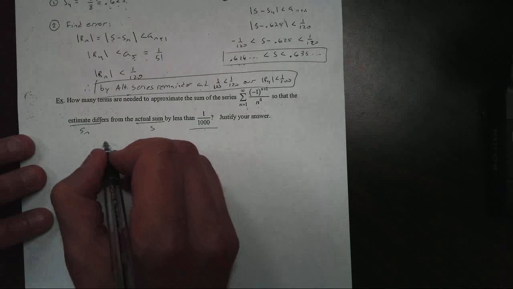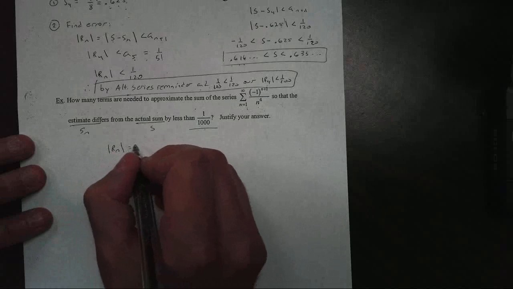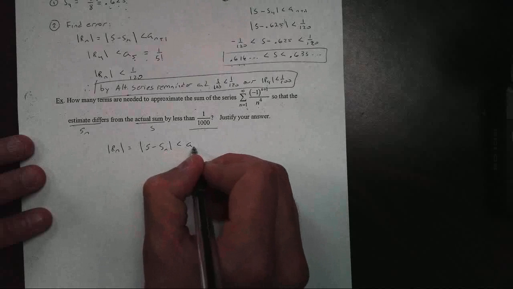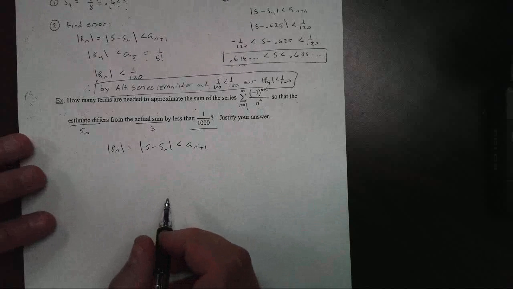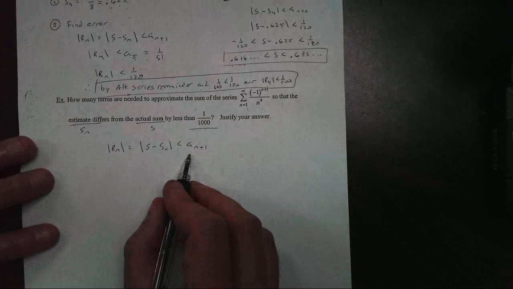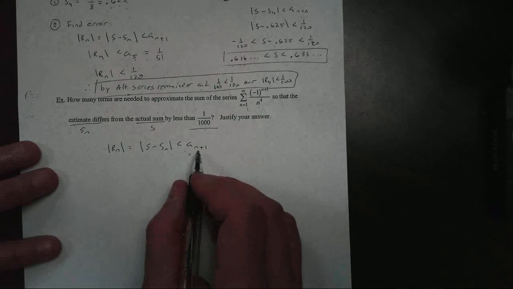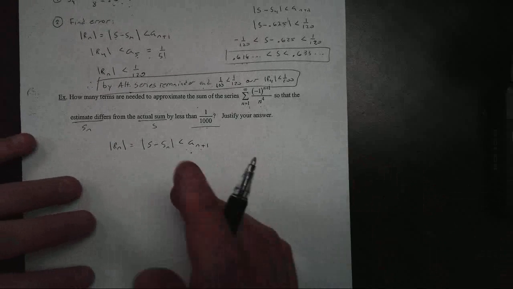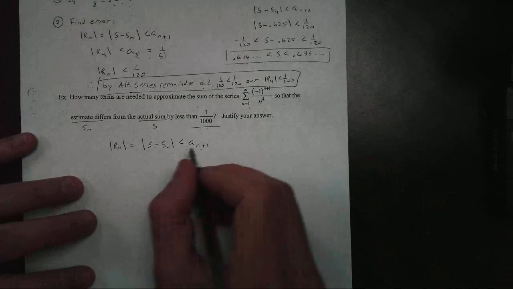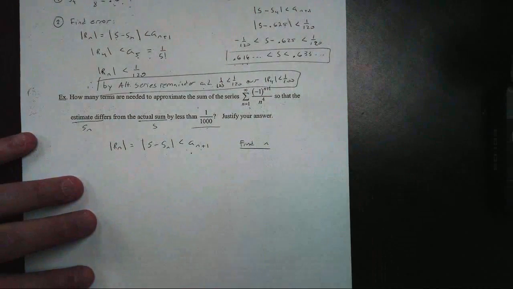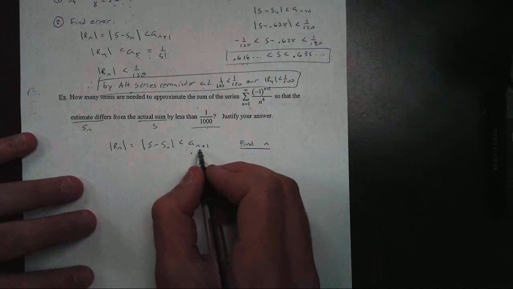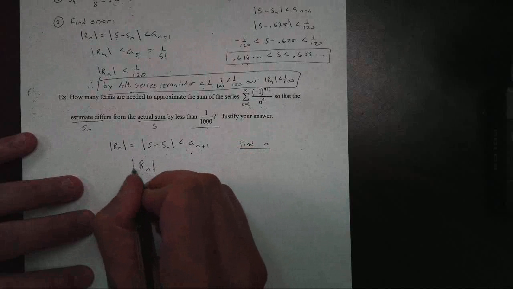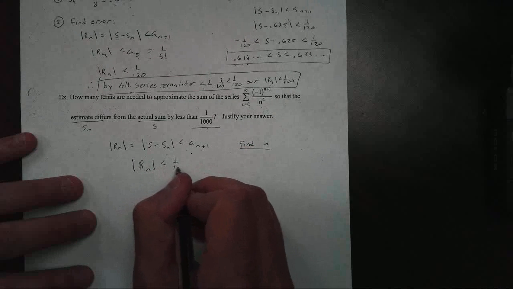Well, that's just my rule. Remember, R sub n, which is the difference between S and S sub n, has to be less than our next term. So what I need to find out here is how many terms are needed. There's a couple ways I can do this. I don't know what n is. We're trying to find n. That's what we're looking for here. Well, my next term I know has to be less than 1 over 1,000. So I can set that up here. R sub n has to be less than 1 over 1,000.